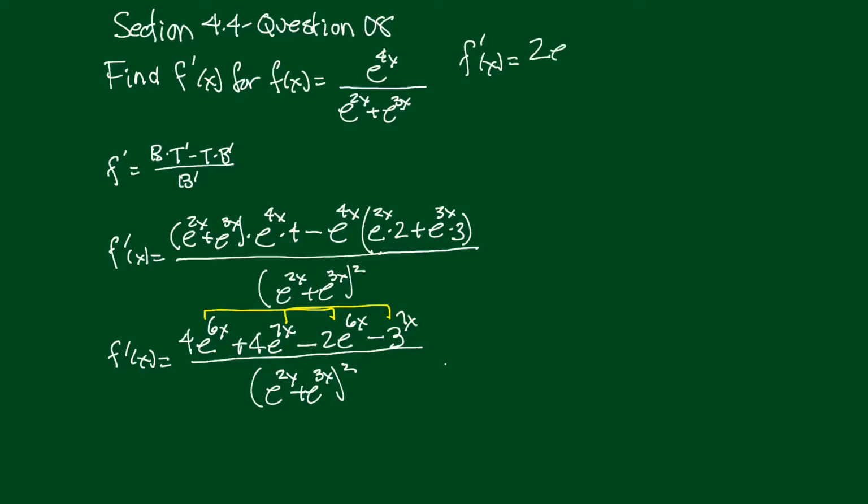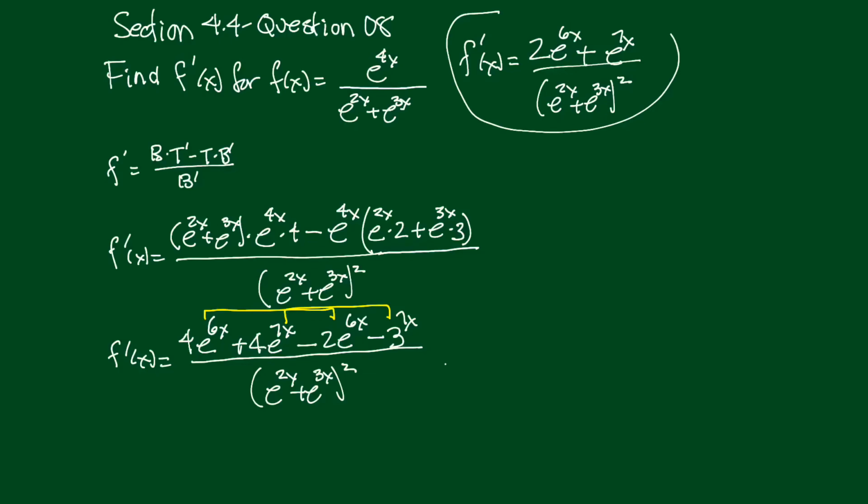So we get 2 e to the 6x, and then what? We got 4 of these e to the 7x's, and we're going to subtract 3 of them, so that leaves us with 1. So minus e to the 7x, all over that, well, plus, 4 minus 3 is plus here, right? And then over the bottom squared, e to the 2x plus e to the 3x, squared, and that is as simple as we're going to get that.